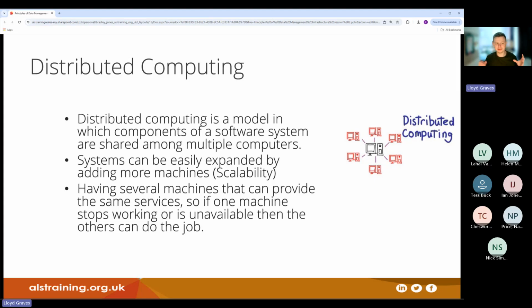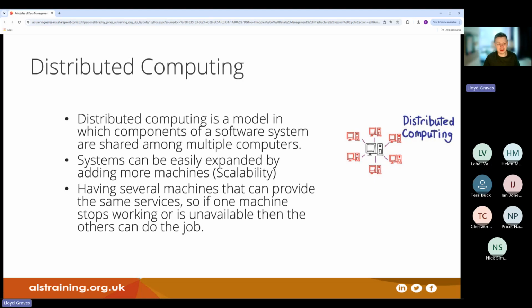So distributed computing. There's a criteria in the assignments which looks at distributed computing and computer clusters and asks you to talk about both of them in one criteria, so we'll go over them both. Distributed computing is basically a model where components of a software system are shared among multiple computers.